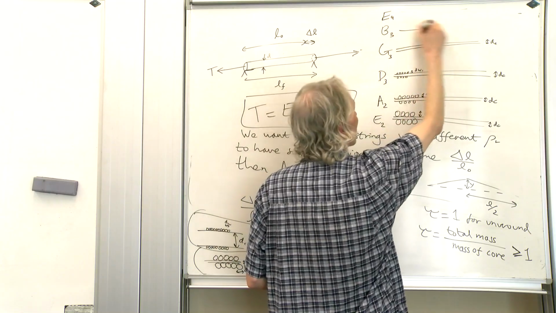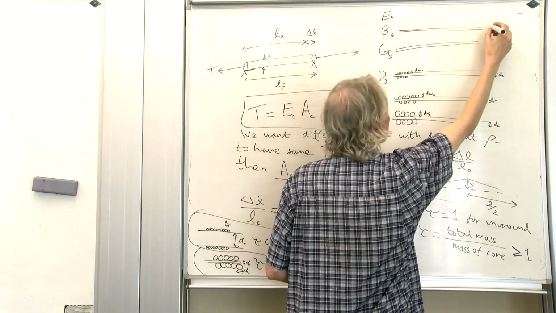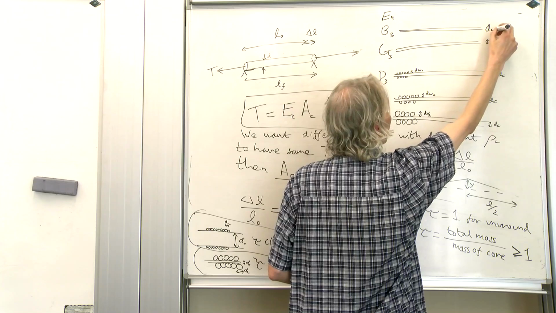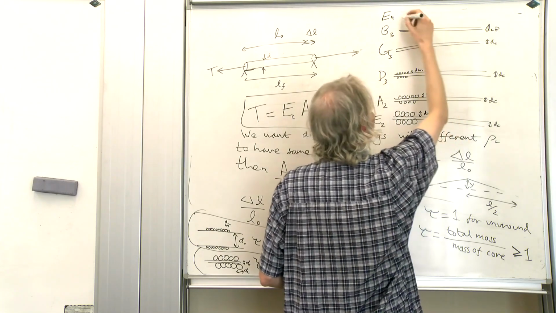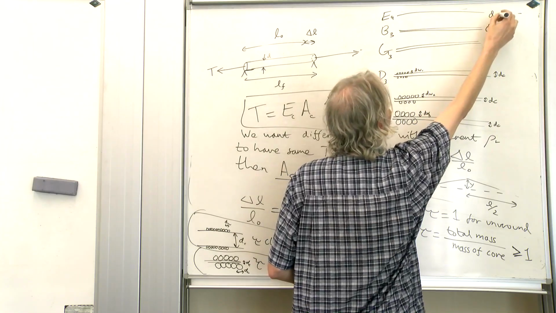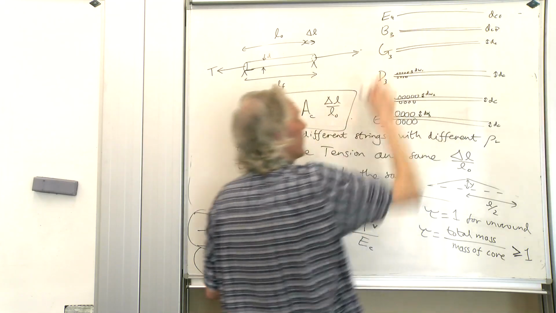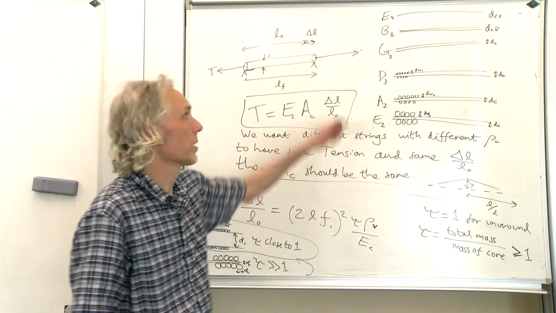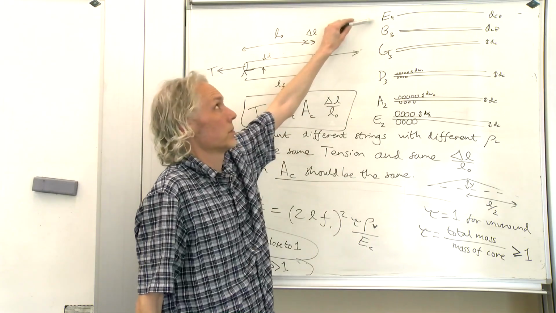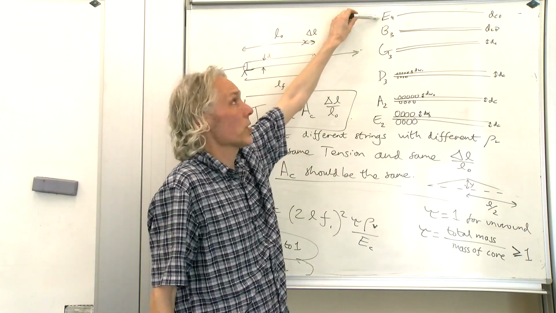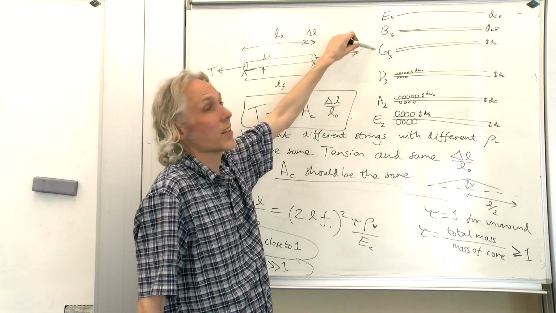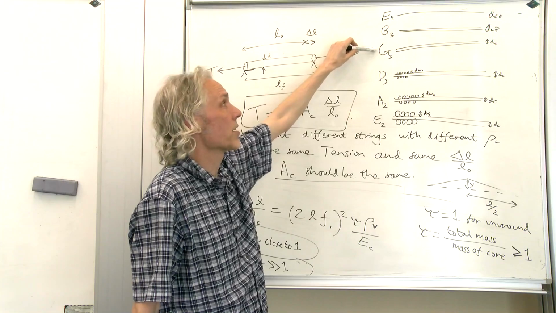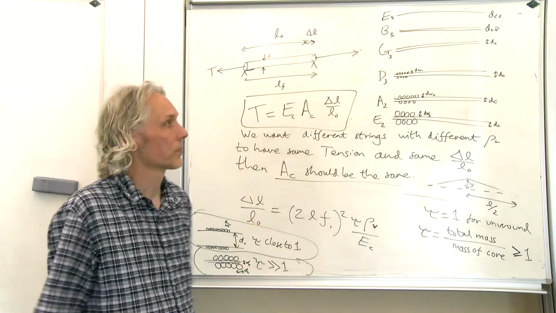And so these ones are going to be thinner. So these are smaller. And this one here is going to be smaller again. Okay, so these ones end up having the bigger engineering strain. The G string has a smaller engineering strain, and then that's matched by these ones.